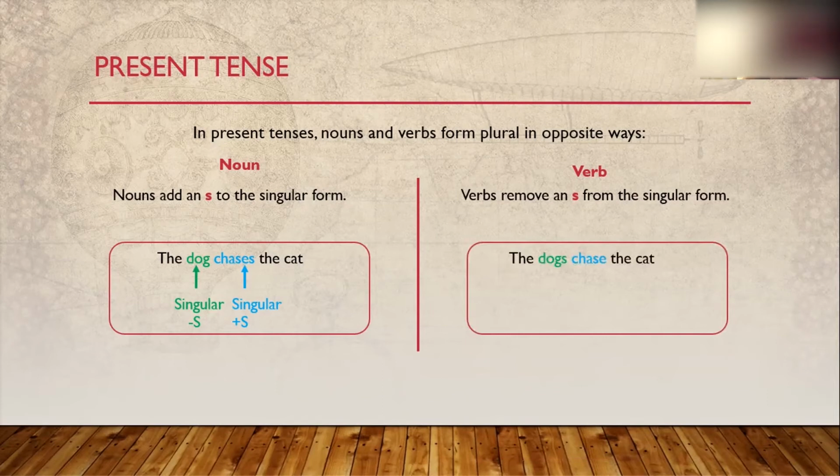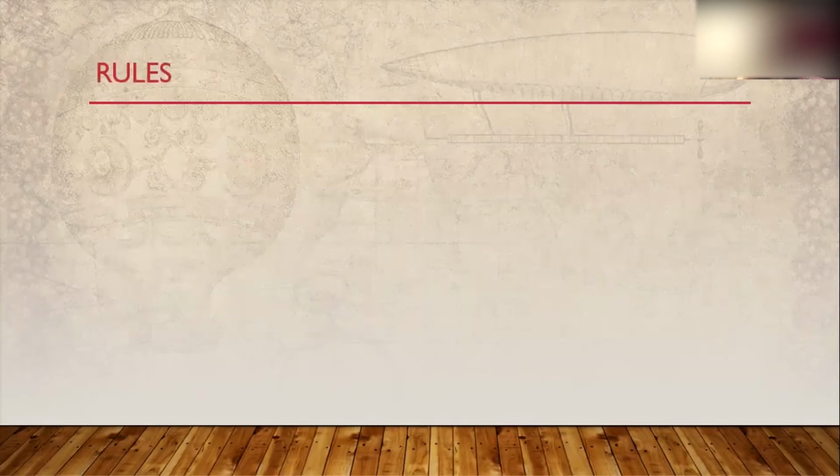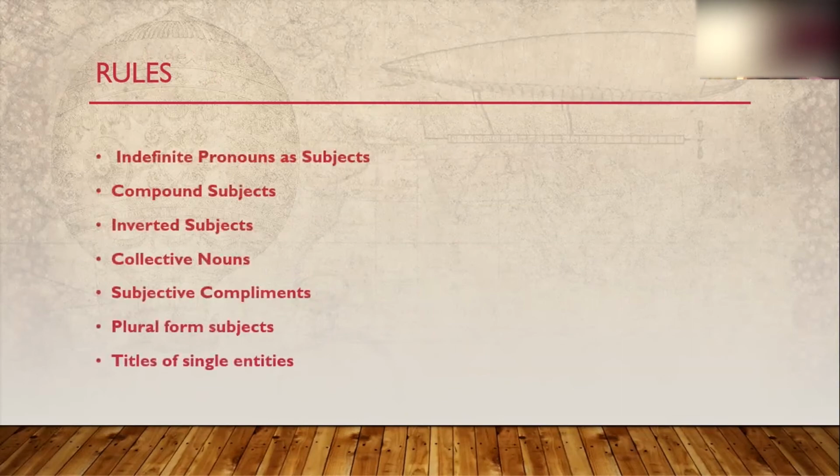Here, the noun is plural, so the verb used here is also plural. So now the s is removed from the verb and added to the noun. So, move on towards the rules. How the subject agrees with the verb in different situations, just like in the case of indefinite pronouns, compound subjects, inverted subjects, and so on.